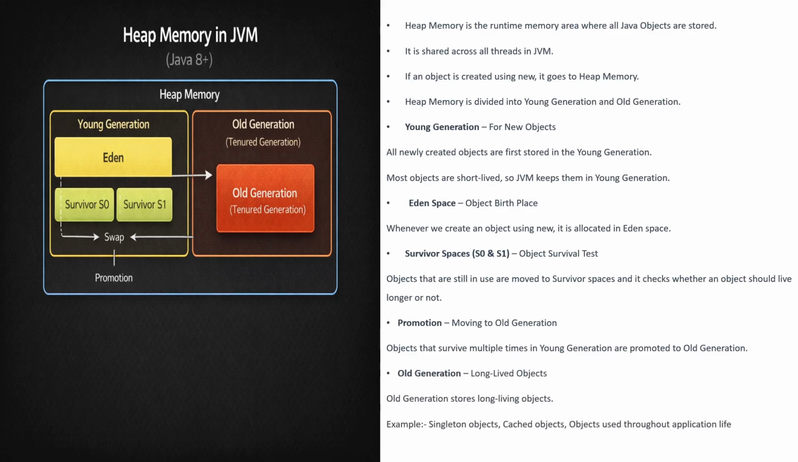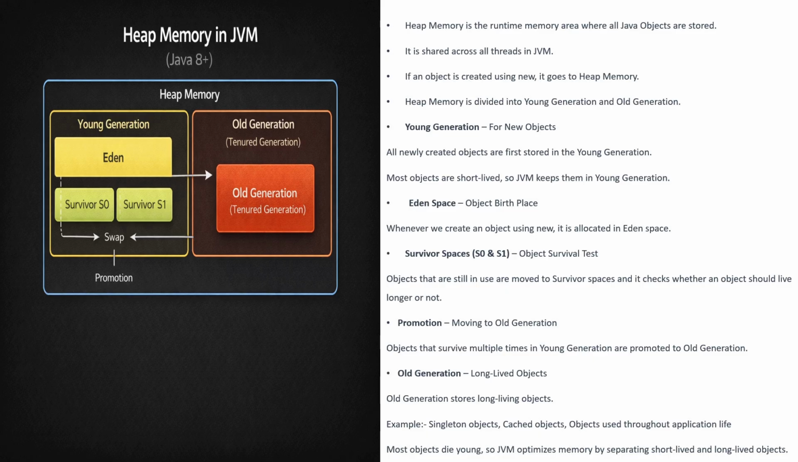Now let's talk about old generation. Old generation is a place where objects live for a longer period of time. Old generation stores long-living objects. Examples are singleton objects, cached objects, and objects used throughout the life cycle. Most objects die young, so the JVM optimizes memory by separating short-lived and long-lived objects. That is all about heap memory in the JVM.